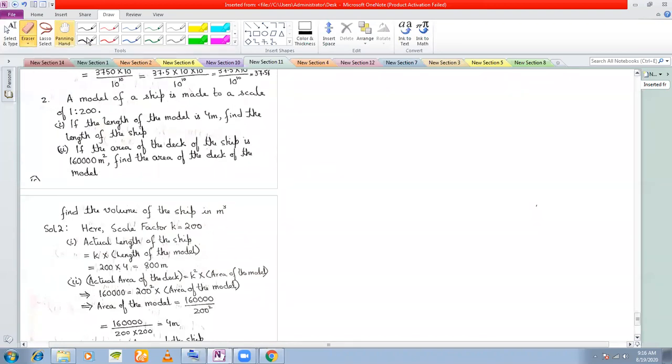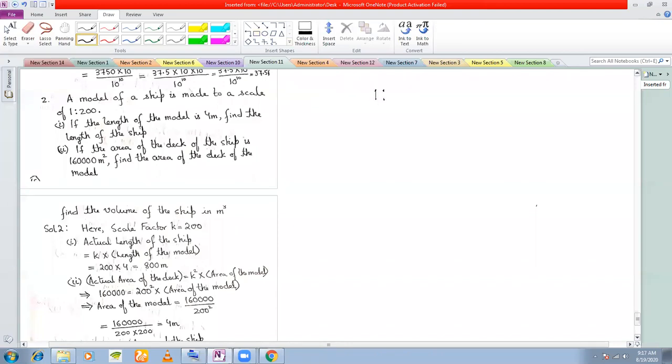A model of a ship is made to a scale of 1 is to 200. So I have a model of a ship and I know the scale to be 1 is to 200. Now, what does 1 is to 200 mean? Suppose in the model, I have a measurement 1 centimeter, the same measurement in the actual ship measures 200 centimeters. That is what it means.